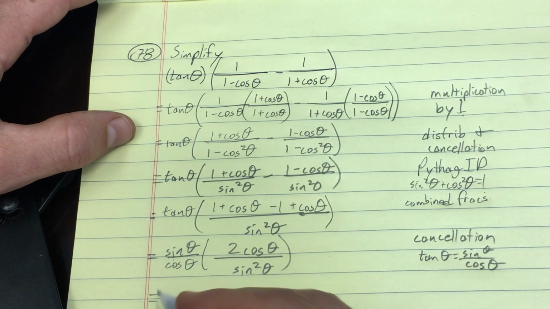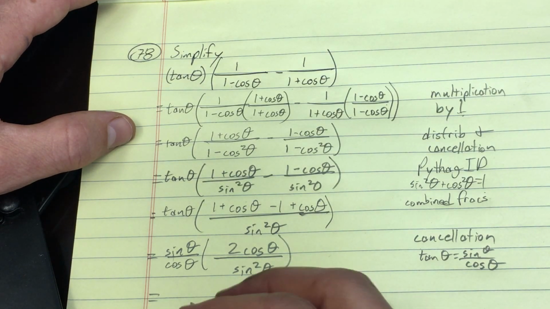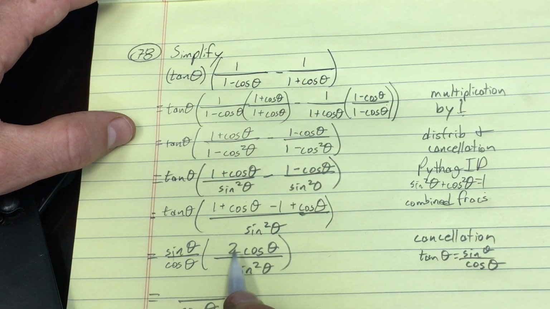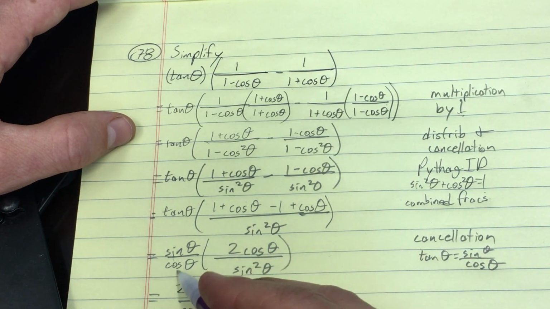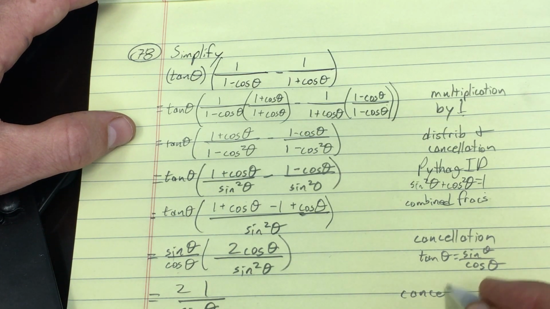I'm going to do a little more multiplicative cancellation. I've got a sine over sine squared. That leaves me with just a sine in the denominator. The 2 stays put. I have a cosine over a cosine, so that's just by cancellation.